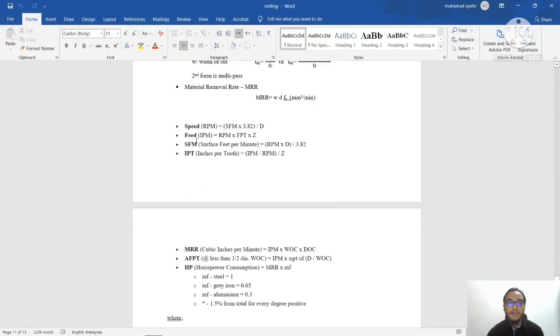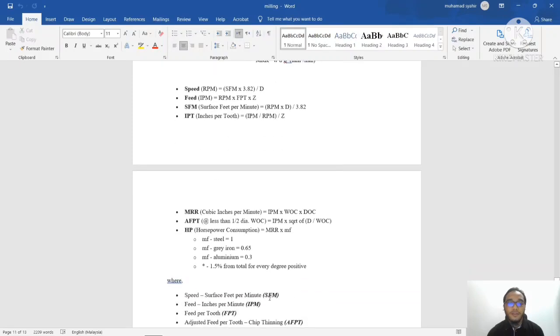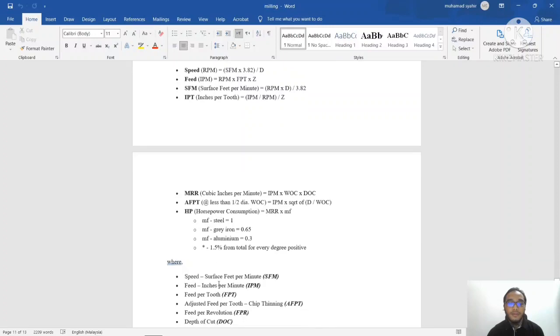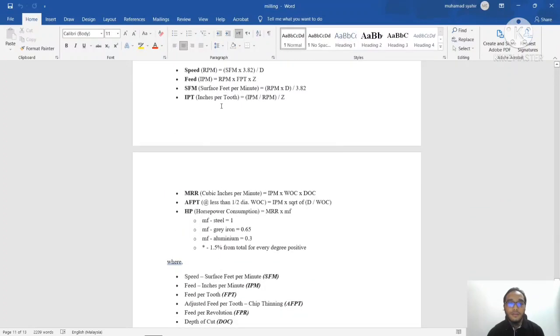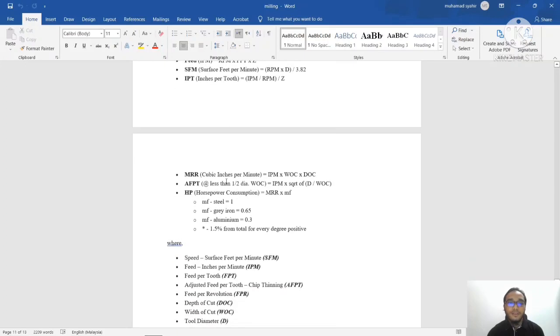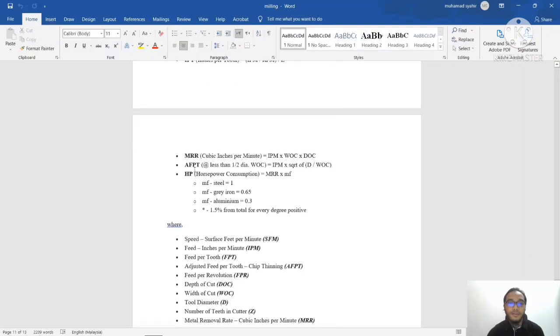These are some other formulas that we can use for speed, feed rate, SFM, which means surface feet per minute. IPT means inches per tooth. MRR, AFPT means adjusted feet per tooth, and HP is horsepower.